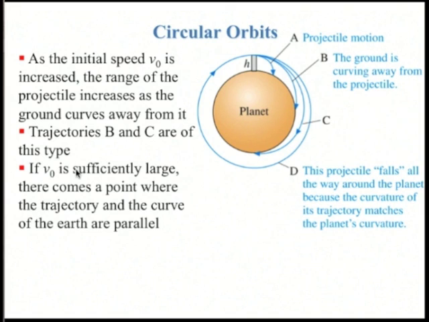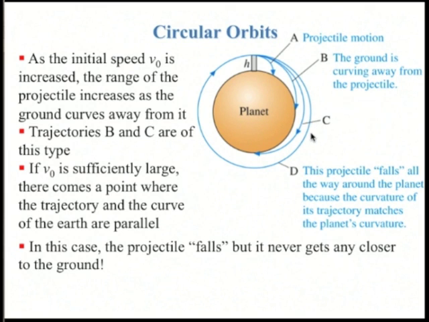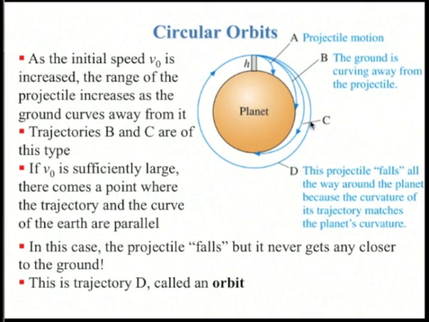Okay? And if v sub 0 is sufficiently large, there comes a point where the trajectory and the curve of the Earth are parallel. This is trajectory D. As the projectile falls, it never gets any closer to the ground, so that by the time it's gone right around, it's still at the height h away from the surface. Trajectory D is called an orbit.